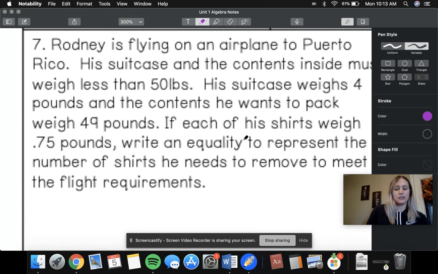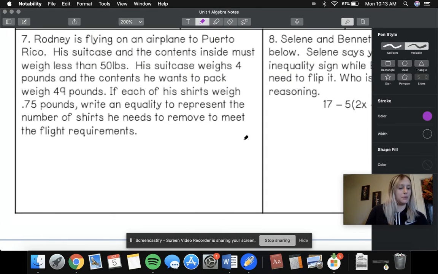All right. This problem is probably my least favorite because it took me a while to understand it, but that's okay. Rodney is flying on an airplane to Puerto Rico. His suitcase and his contents inside must weigh less than 50 pounds. His suitcase weighs 4 pounds and the contents he wants to pack weighs 49 pounds. If each of his shirts weigh 0.75 pounds, write an inequality to represent the number of shirts he needs to remove to meet the flight requirements.